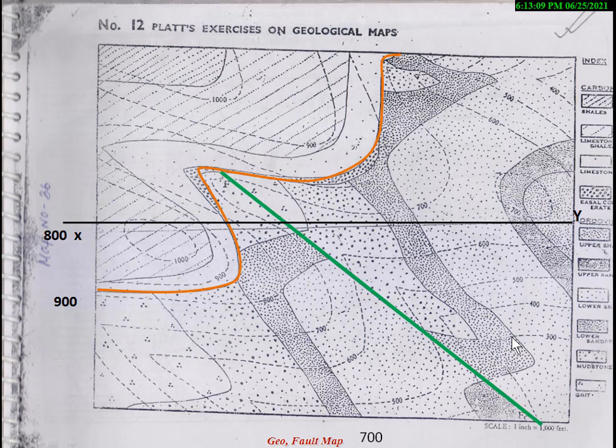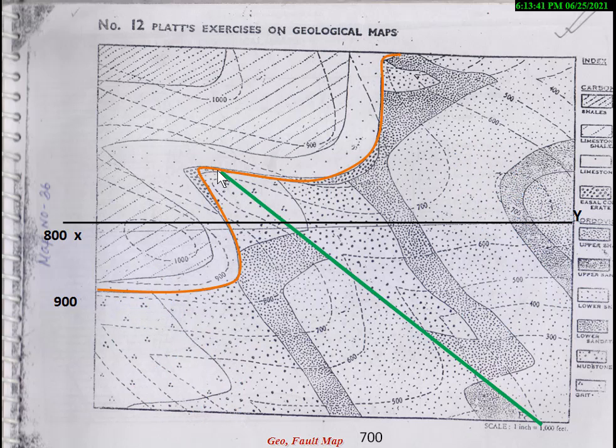Everybody, today I am going to present how to calculate throw in a fault structure geological map. In this map, this is X and this is Y, and this green line is the fault line. Now at first we need to identify the left and right side of the fault line. It is very easy to understand that this is the left side of the fault line, and this is the right side of the fault line.